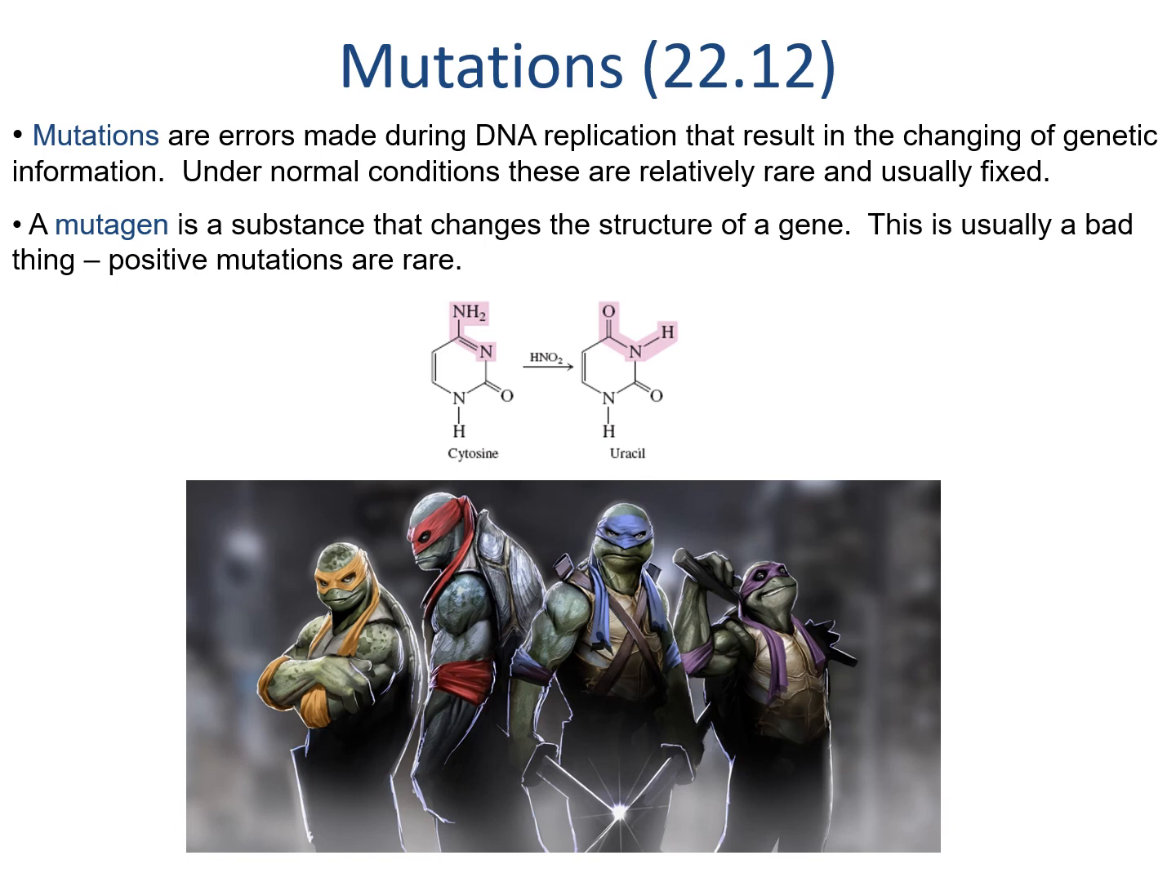Substances can be mutagens, but we can also have UV light and other ionizing radiation be mutagens. When a mutagen changes the structure of a gene, that then changes the proteins that are produced from this. And usually this is a bad thing. Positive mutations are fairly rare. So we rarely get things like Teenage Mutant Ninja Turtles or superpowers. It's a lot more common that we get something like cancer.